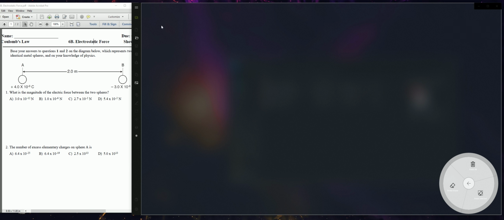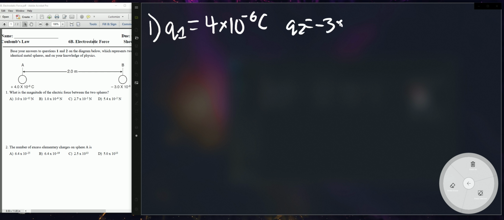So 6b, electrostatic force. Number one, what is the magnitude of the electric force between the two spheres? Right, and so our knowns are, the charge of one is 4 times 10 to the negative 6 coulombs. And we know charge 2 is negative 3 times 10 to the negative 6 coulombs. We know the distance between the charges is 2 meters. We want to find out what Fe is.